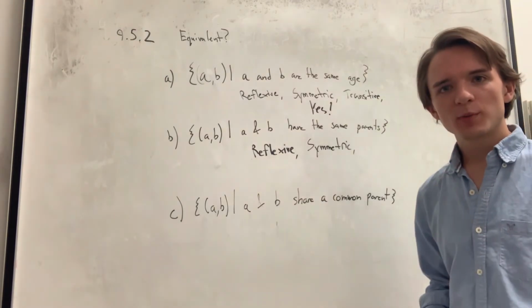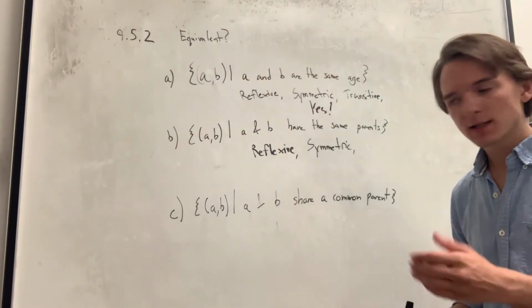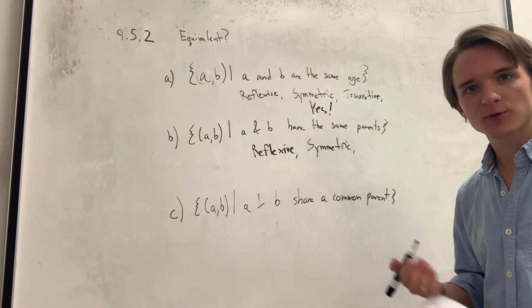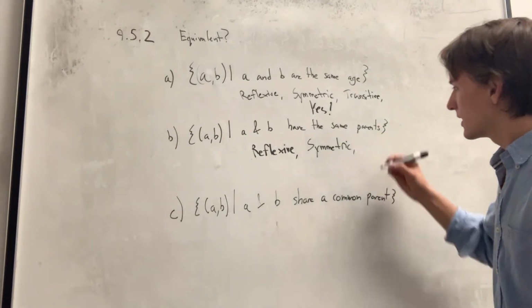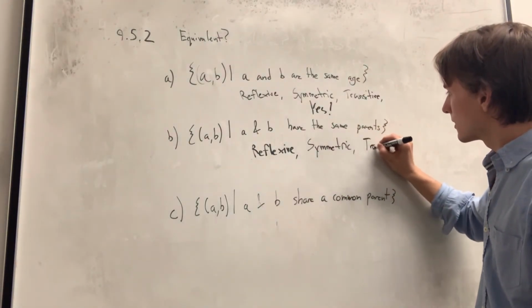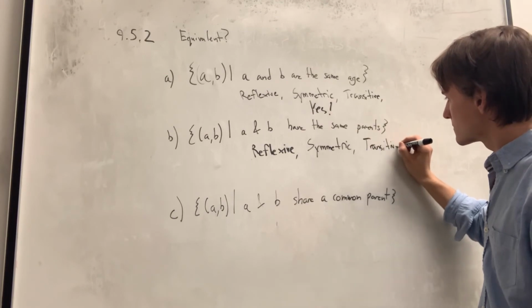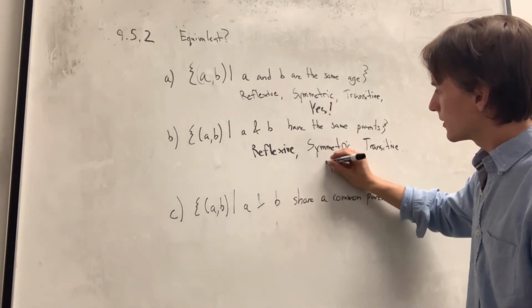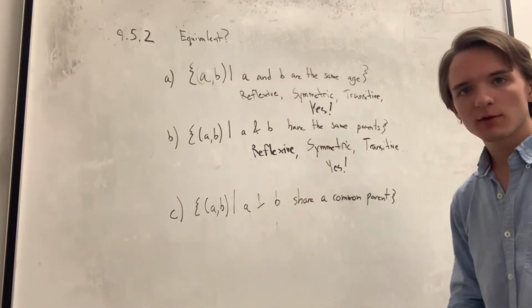Yes. Take two people with three kids. In that case, those three kids have the same two parents. So it would be transitive. Therefore, we would say yes, it is an equivalence relation.